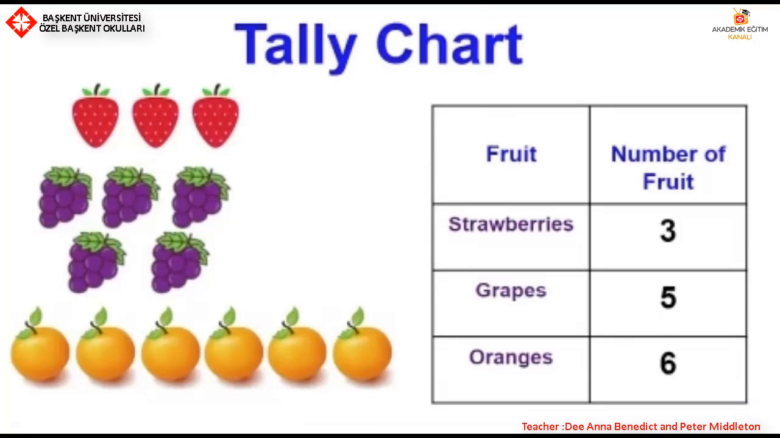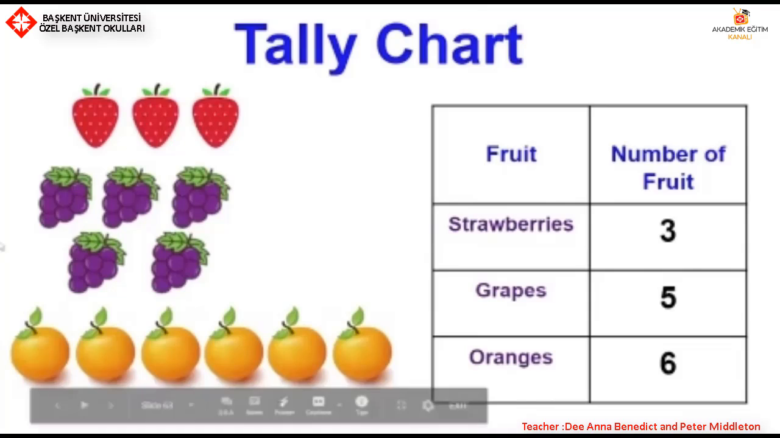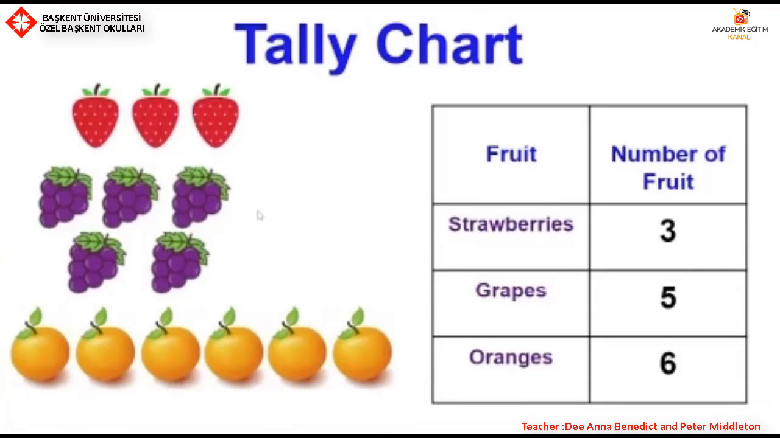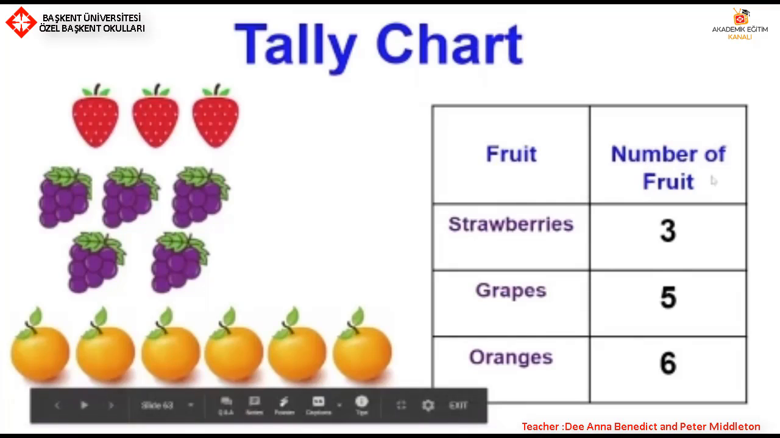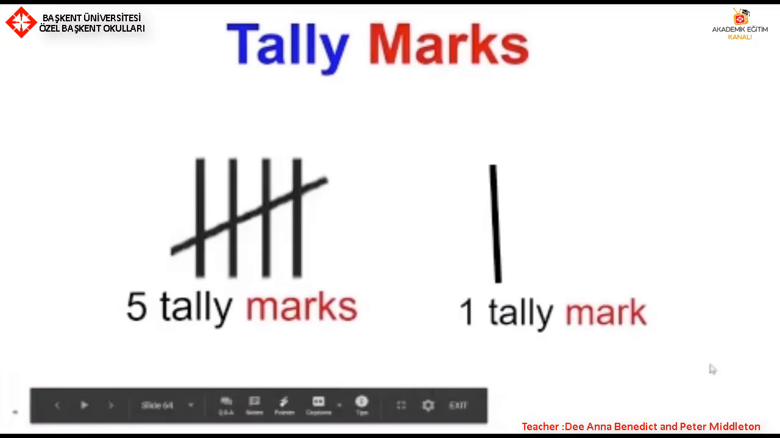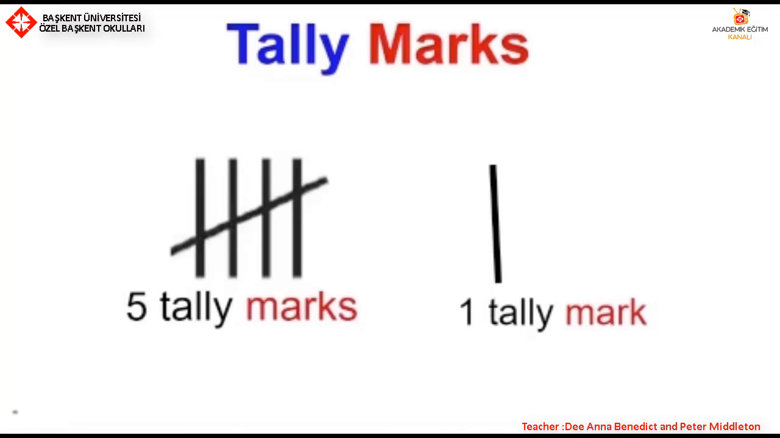Let's look. Here are 3 strawberries, 5 grapes, and 6 oranges. We can make a chart like this. We can label the fruit and the number of fruit. 3 strawberries, 5 grapes, and 6 oranges. When we do that, we can make another kind of chart called a tally chart.